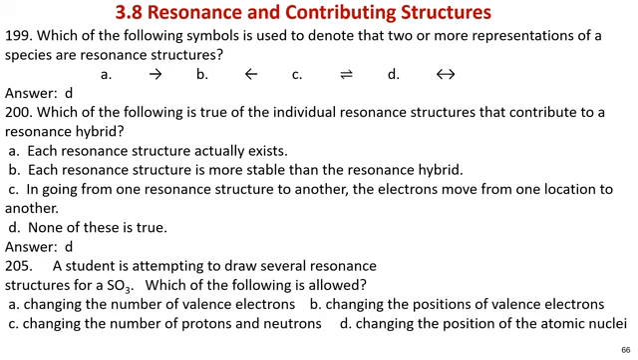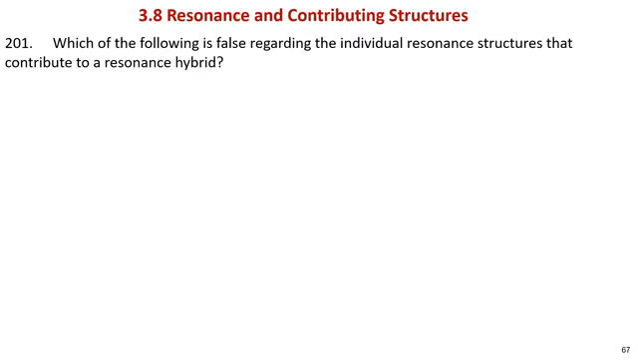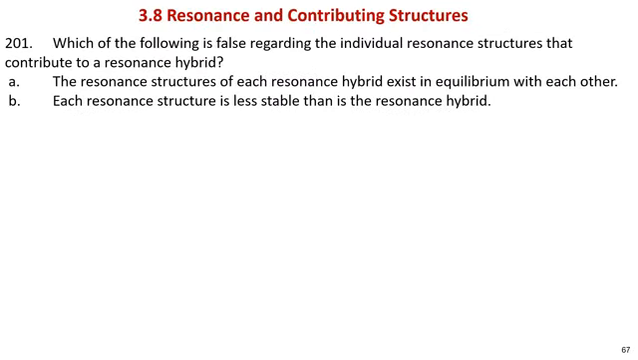When you're writing resonance structures, which of the following is a change in the number of valence electrons? You don't change the number of valence electrons. You only distribute. Change in the position of valence electrons: you can change position. Change in the number of protons: you don't do it. Change in the position of atomic nuclei: you don't do it. Only B is allowed.